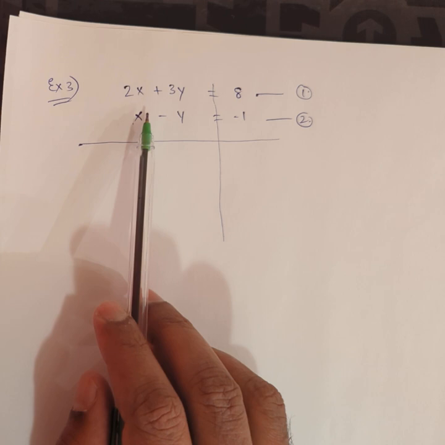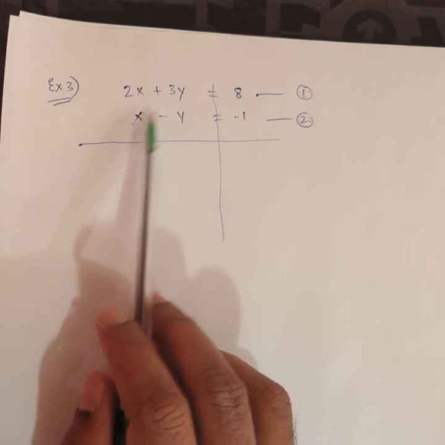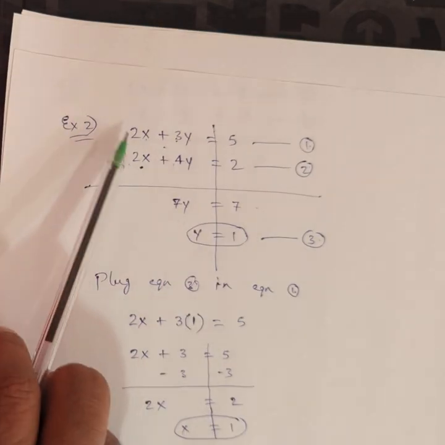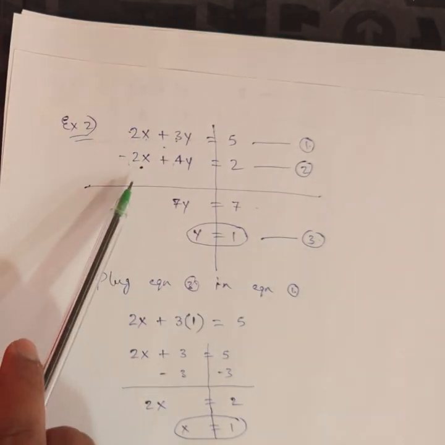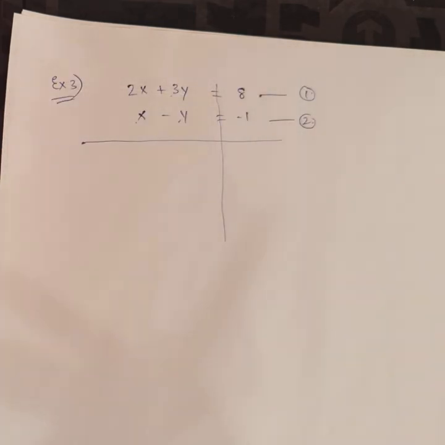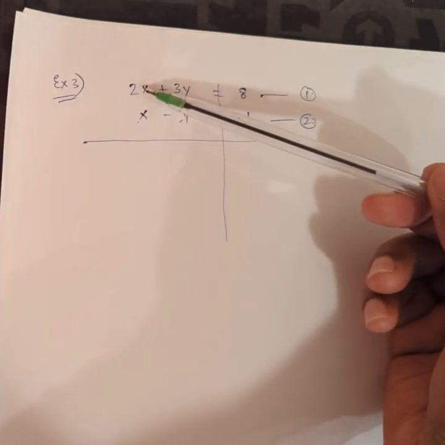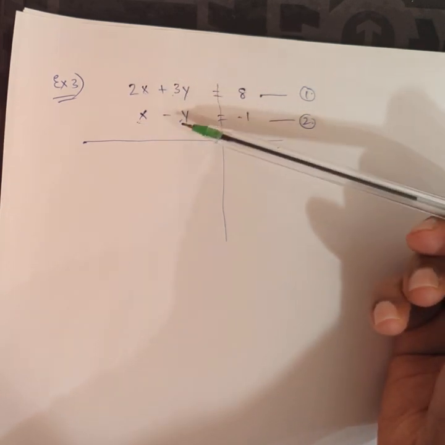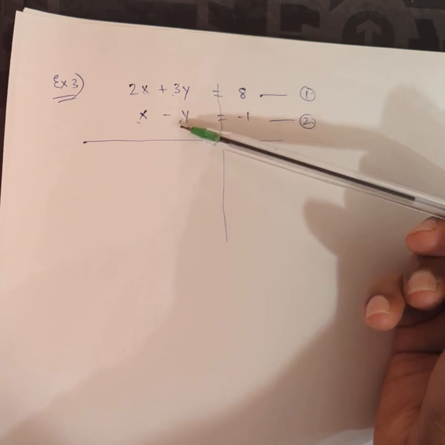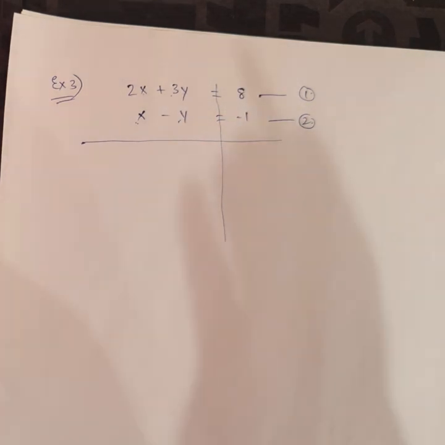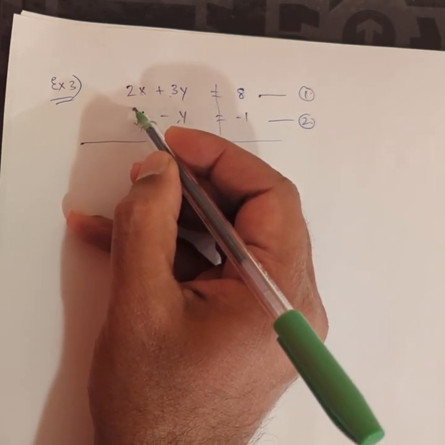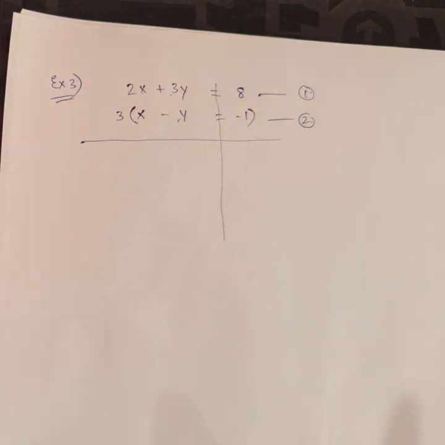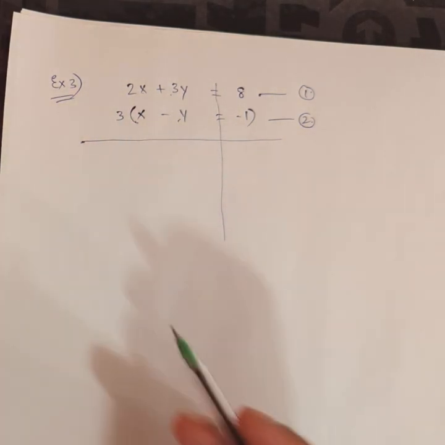So this time, since I don't have opposites... The x variable was gone earlier because I had 2x minus 2x, but I don't have anything like that here. Here it's 2x, but it's not negative 2x. Here it's 3y, and this is not negative 3y, it's negative y. So what I can do is multiply this equation by 3. That's the same as saying multiply both sides of this equation by 3.